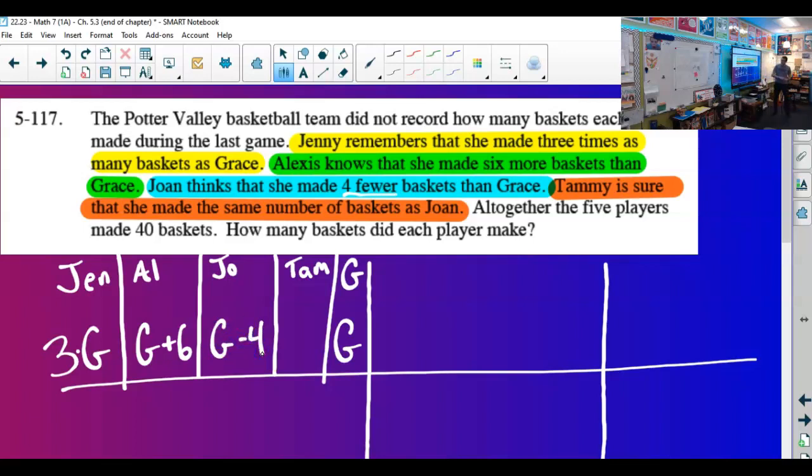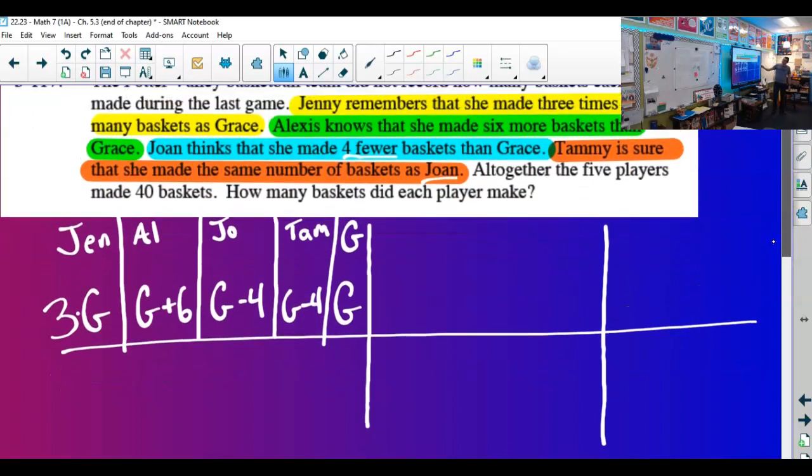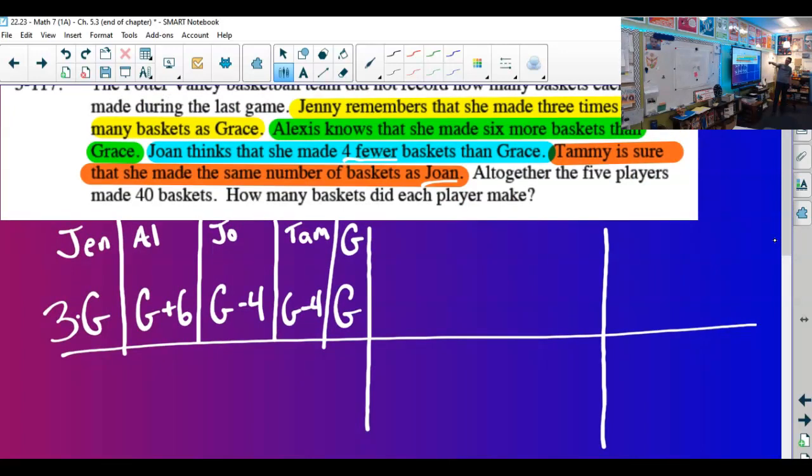And then what about Tammy? What could I write for Tammy? Oh, we know Joan, so the same thing as Joan: G minus 4. So guys, when I go to start, wait, what do we need to do? All together the 5 players made 40. So is our total 40?